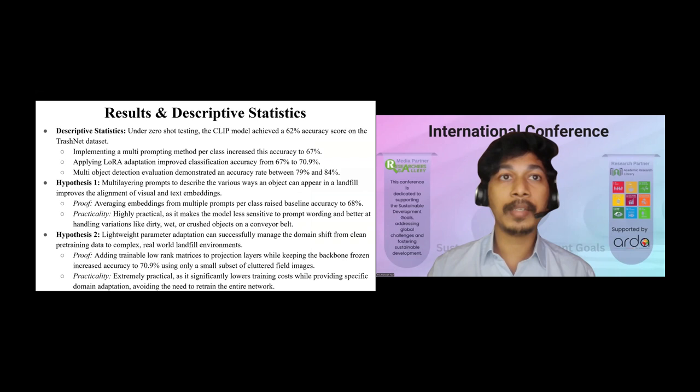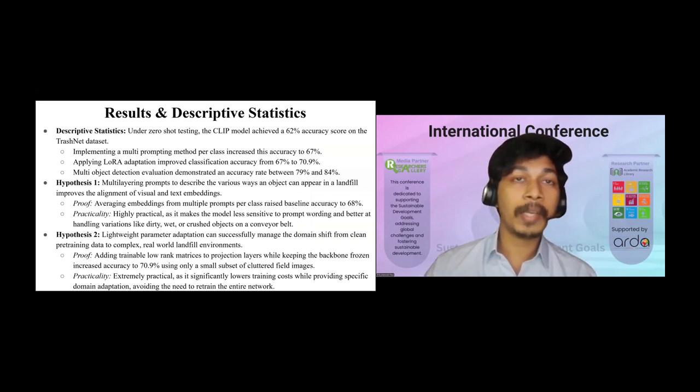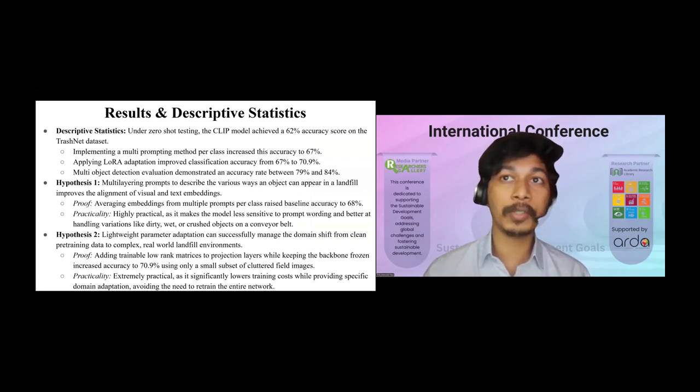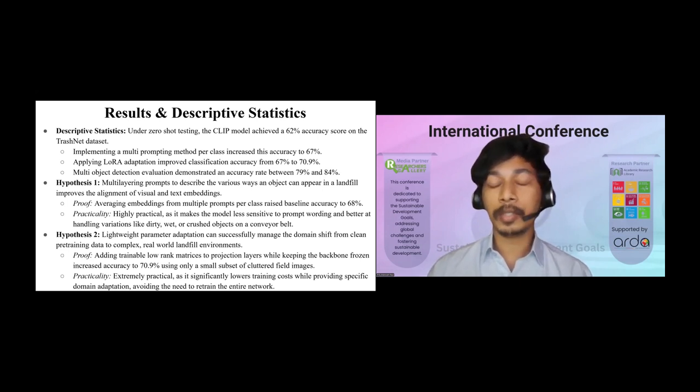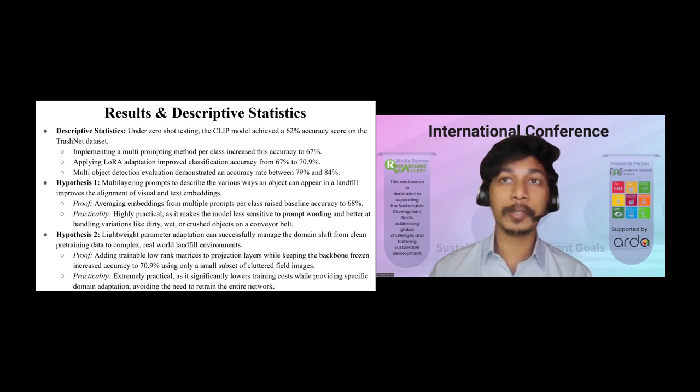Results and descriptive analysis statistics. In my testing, under zero-shot testing, the CLIP model achieved a 62% accuracy score on the TrashNet dataset. That is the CLIP model under zero-shot, which is without training for the cluttered environment, and it scored an accuracy of 62%.